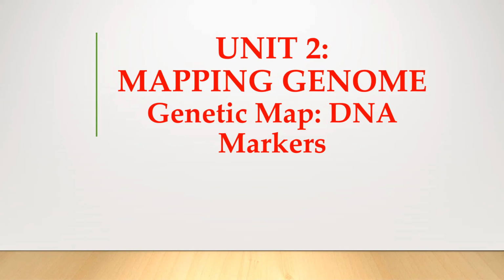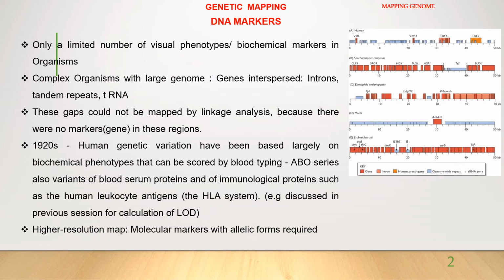Hello students, today's topic is mapping of genome by use of DNA markers. In our previous session, I discussed about mapping of genes using linkage map. It should be noted that the genes used for creating linkage map were phenotypically manifested or observed. Example, eye color, body color in Drosophila, biochemical traits in bacteria.